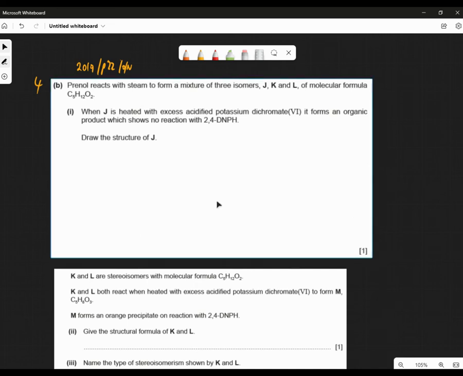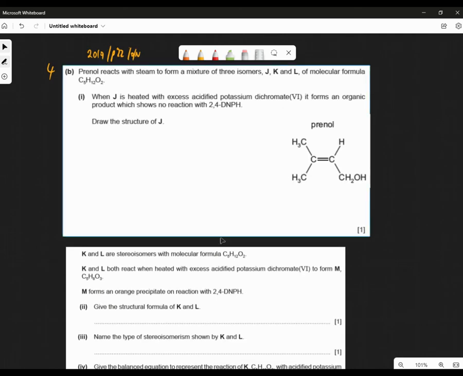Oh gosh, I think we've missed out an earlier bit of the question, haven't we? So let me mess around here. Let me turn this off. Okay, there we go. I found the prenol. The reason I was worried there is because phenol is in A2, and I honestly thought it meant phenol.